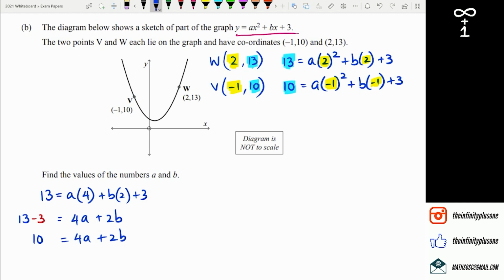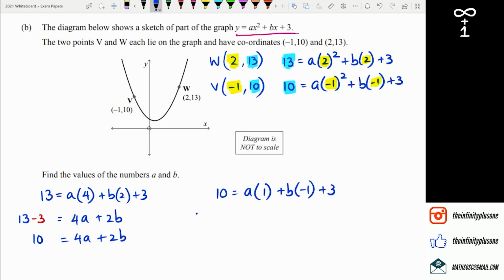So it should still work out. The second equation is 10 equals a. Now negative 1 squared, negative 1 times negative 1, is positive 1. And then I've got plus b times negative 1 and plus 3. So I'm going to rearrange this.